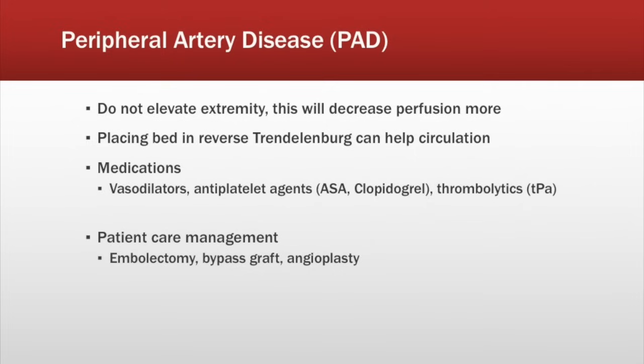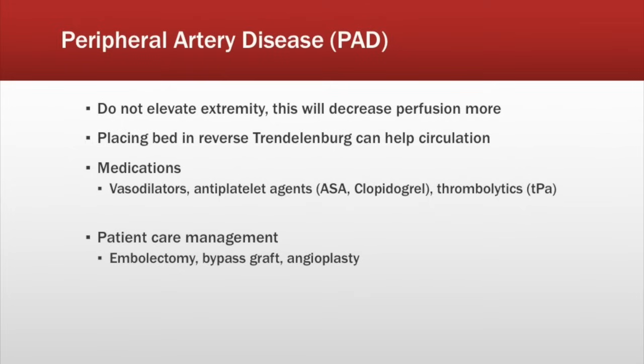For the artery side of insufficiency, you're not going to elevate this extremity. That's going to decrease the perfusion to an extremity that's already working its way to being ischemic. For the test, you can increase your circulation, or at least not reduce it, by placing the bed in reverse Trendelenburg. Not extremely high, but just enough that gravity is going to help. Medications that can help with peripheral artery disease include vasodilators, antiplatelet agents such as aspirin and clopidogrel, also known as Plavix, and thrombolytics such as TPA. Of course, TPA is not going to be used chronically. That's just something to be aware of for the test.